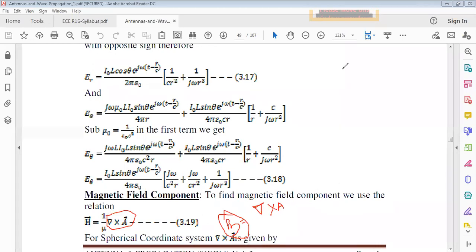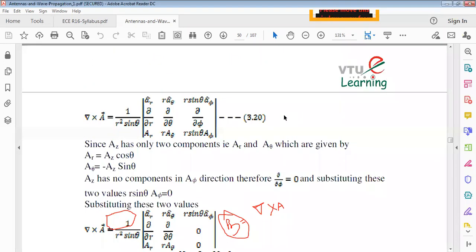Okay, I hope you know the matrix expression. r theta phi, this is the expression for del cross A, with 1 by mu. Okay, first of all take that del cross A expression. Here ER, r into E theta, r sin theta into E phi, dou by dou r, dou by dou theta, dou by dou phi, AR, r into E theta, r sin theta into E phi.